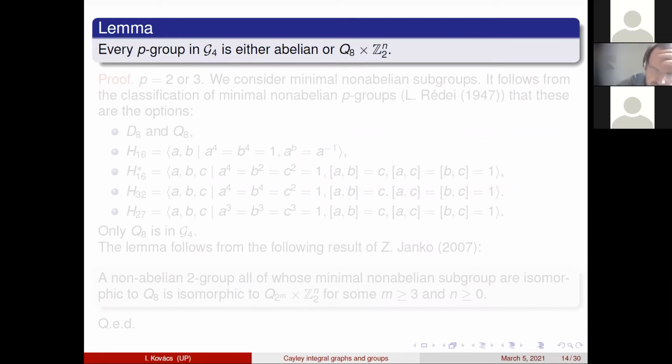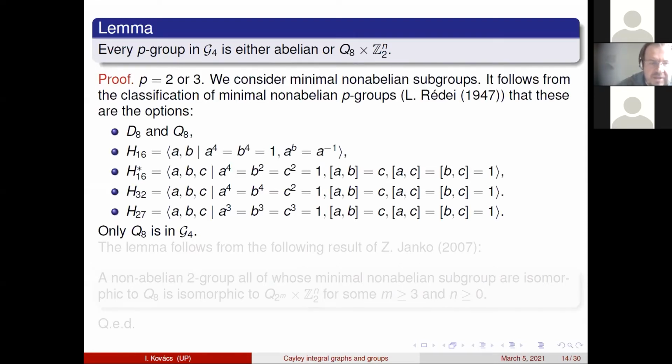And let's start to prove the theorem about the class G4. So the first thing to prove is to consider the p-groups. And the claim is that in the p-groups, we will get nothing new. We will get either abelian, or we get this Q8 times Z2, which is Cayley integral. And the proof goes like this.